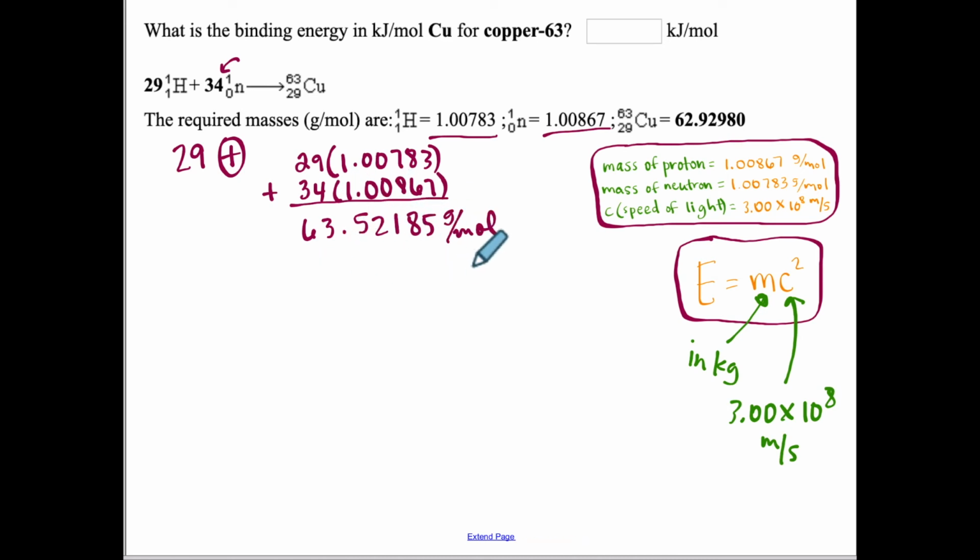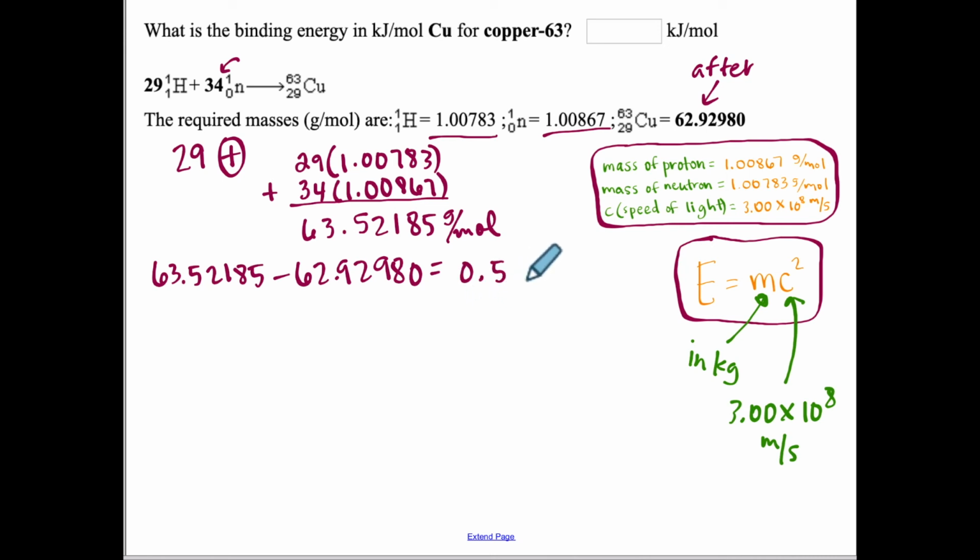Now this is the amount of mass that all of these protons and neutrons have before they are combined into a nucleus. This number is the mass of a copper-63 isotope, and this is the mass that it has after it's formed into a nucleus. So we can calculate something called the mass deficit by taking the mass the protons and neutrons have before minus the mass they have after. And that gives us a mass deficit of 0.59205 grams per mole. That's called a mass deficit.